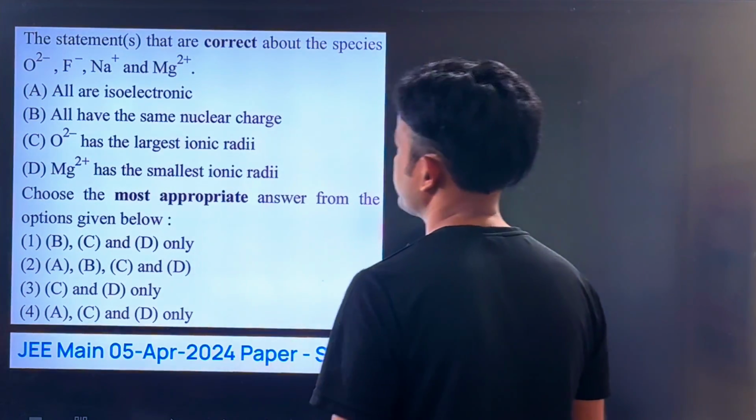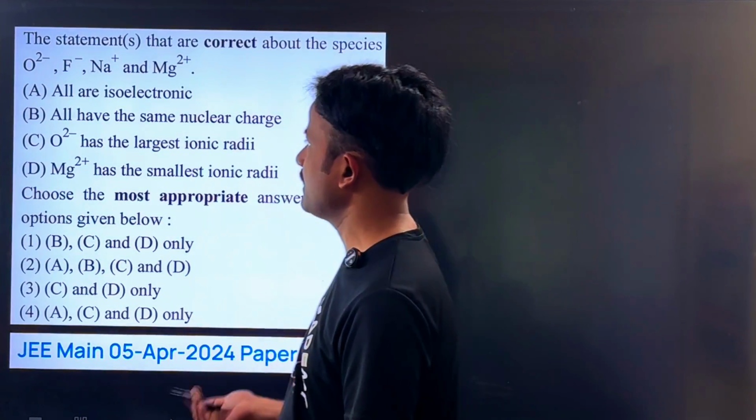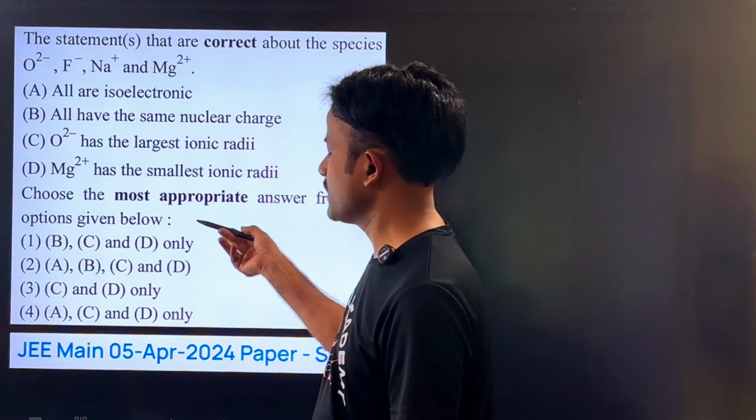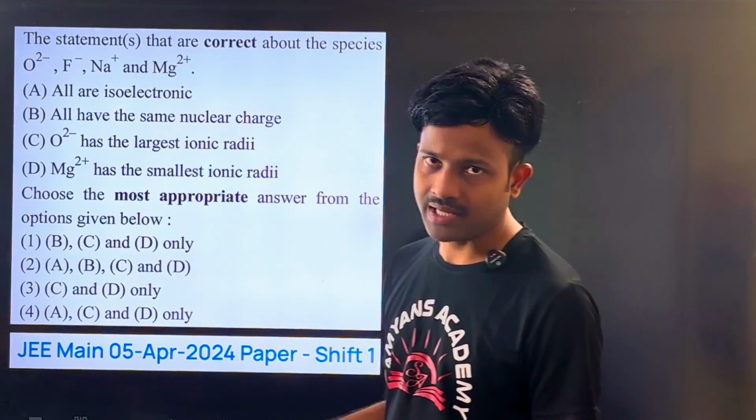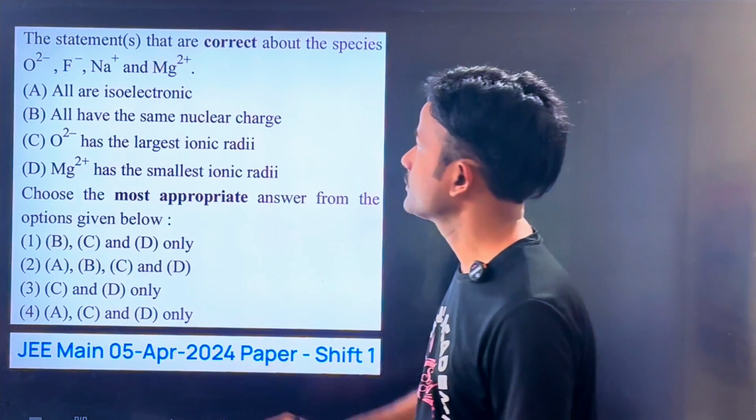And the next question, here we have isoelectronic species given. You read the statements and decide which statements are correct. All of you please try this. Please pause the video and try to solve this.